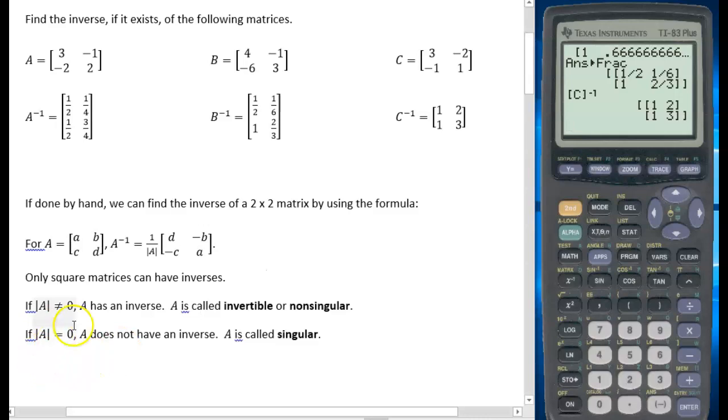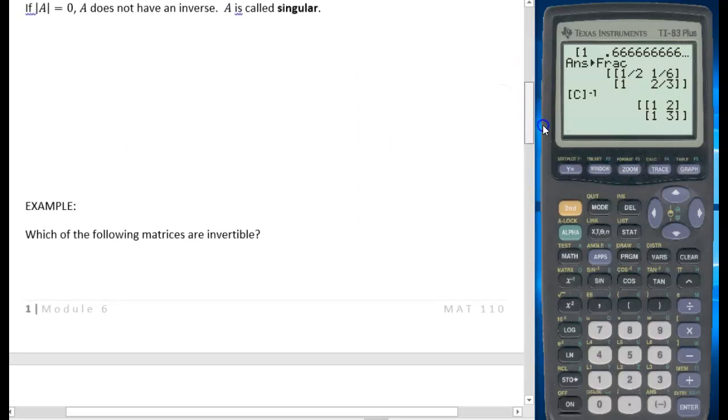But if the determinant is 0, then remember back to this formula, I'm dividing by 0, and that is a huge no-no, right? So A does not have an inverse because I cannot divide by 0. And that means that A is called singular, right? It does not have an inverse. It doesn't have a partner to go along with it. It's just all by itself. It's single. And that is exactly the error message that you will get on your calculator if you put in a matrix that is singular, a matrix in which the determinant is 0. So let me show you what that looks like.